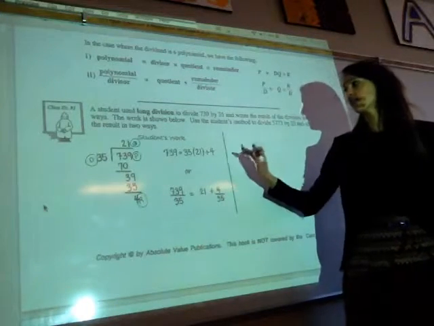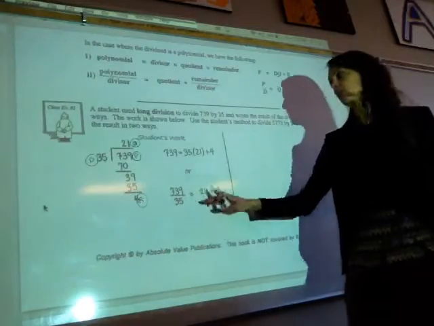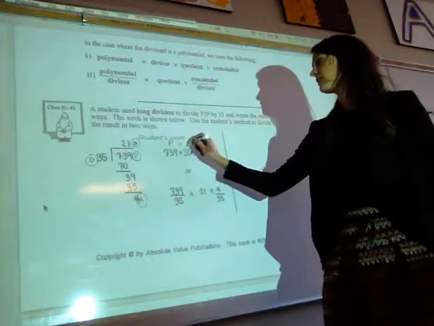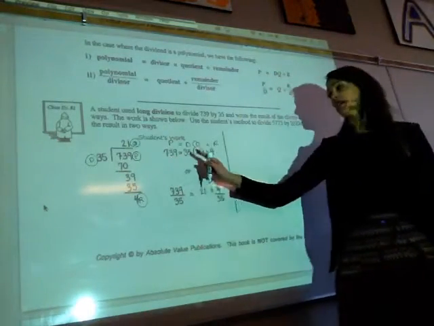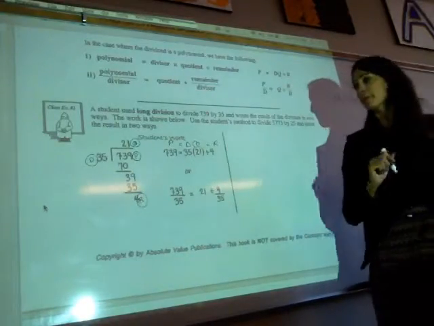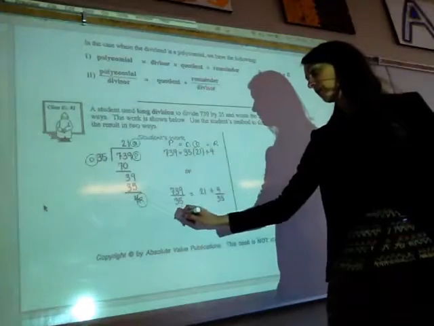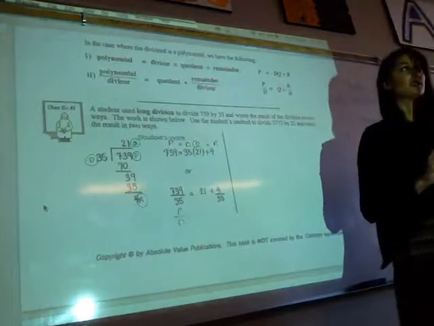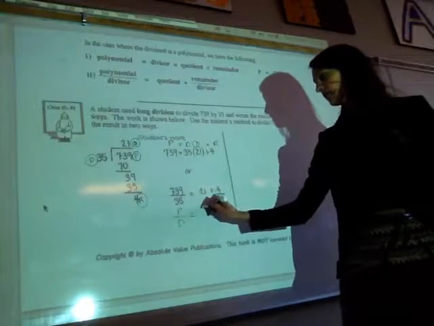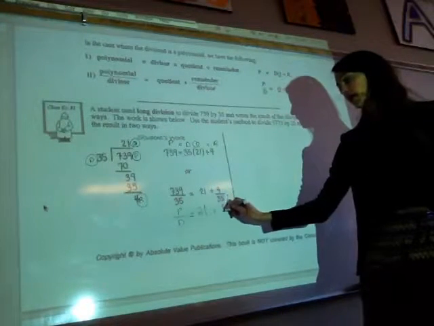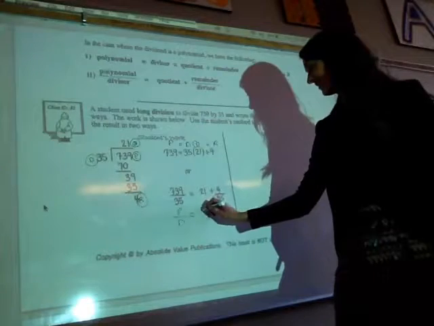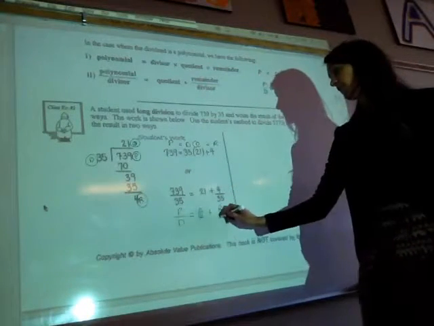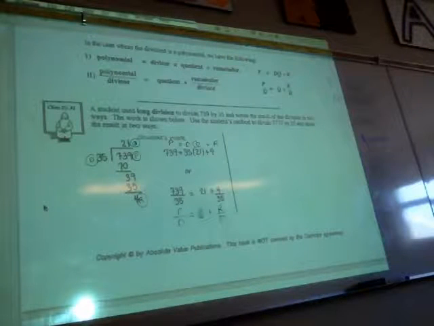So this student answered her division statement in two forms. The first one is the polynomial equals the divisor multiplied by the quotient plus the remainder. 739 is equal to 35 times 21 plus 4. Or she could answer it as the polynomial divided by the divisor, so 739 divided by 35 equals the quotient, 21, plus the remainder, which still needs to be divided by 35. Okay, but I meant to put P over D equals Q plus our remainder over our divisor. So those are the two forms in which we'll be answering our questions.